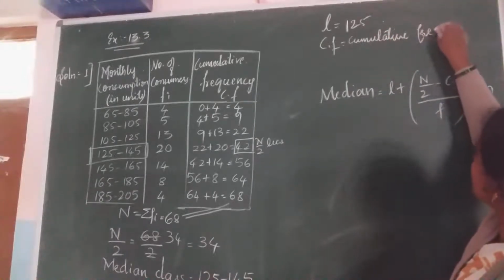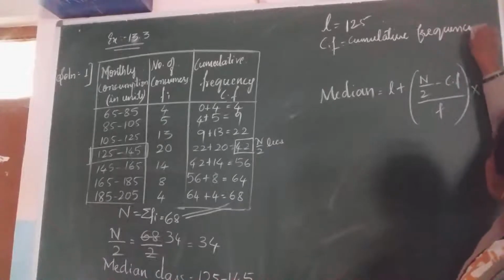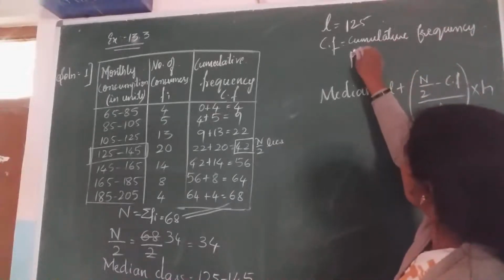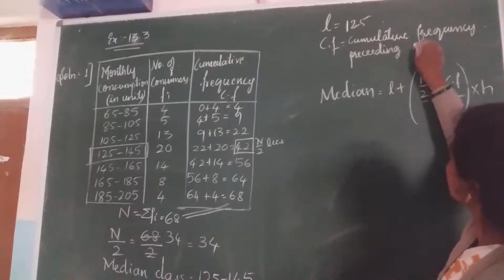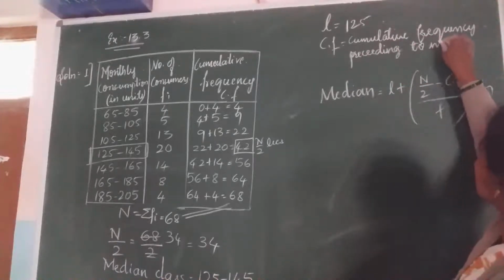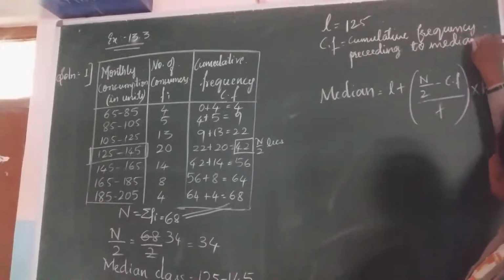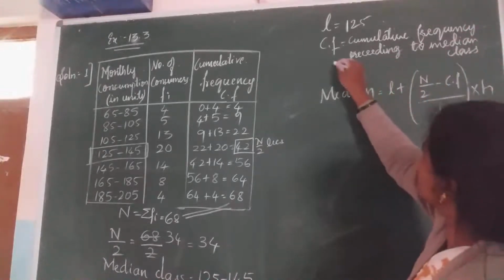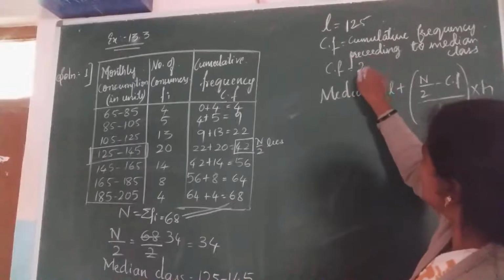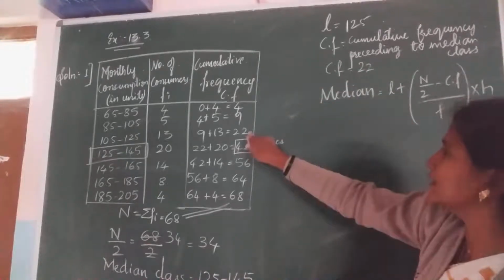Cumulative frequency preceding the median class, that is CF. That CF is equal to how much? That is 22, preceding this median class.